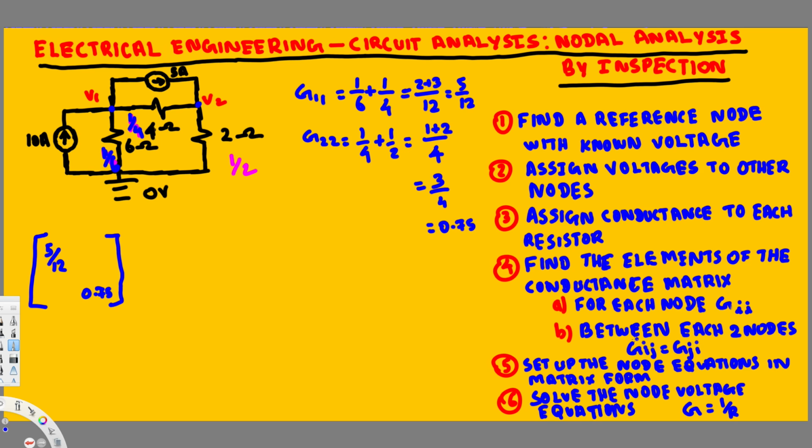The next step is to look at the conductance between each two nodes, so between V1 and V2. If you notice, here we have only the 1 over 4 conductance, which is 0.25. But here we have to do one extra thing: we have to put a negative sign. This is the main thing you have to remember, because if we keep it positive, that's going to make the whole answer wrong. So we put negative 0.25, negative 0.25, and that's it.